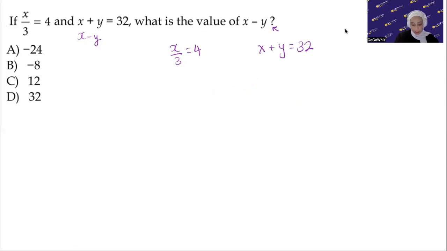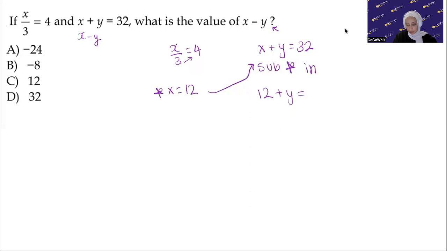So if I wanted to solve for x over here, I could just cross multiply. I have x is equal to 12. And then I can take this and substitute it into this one. So I'm going to say sub x is equal to 12 in. So then I'll say 12 plus y is equal to 32.